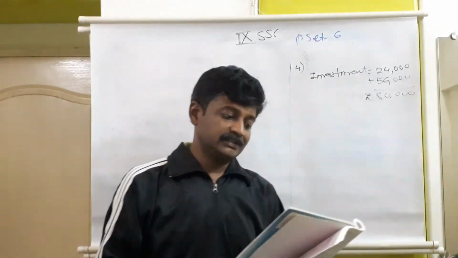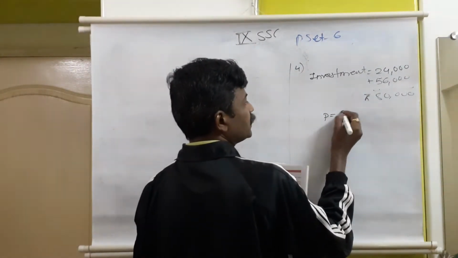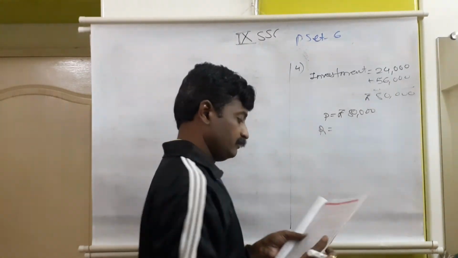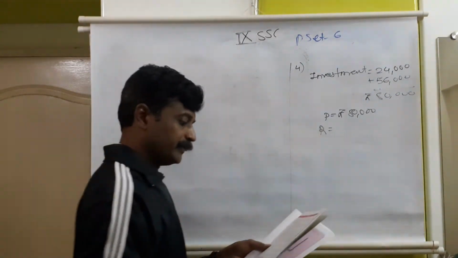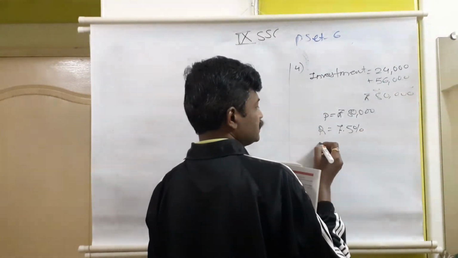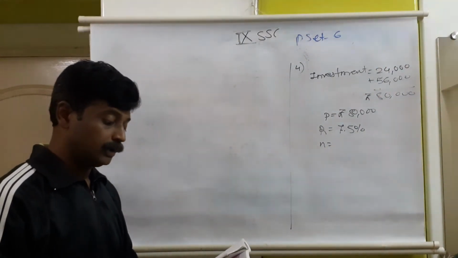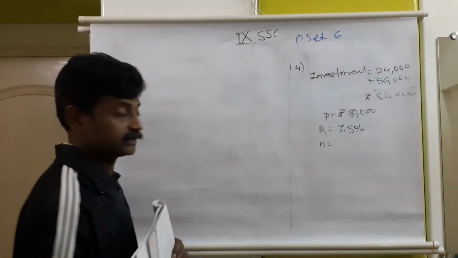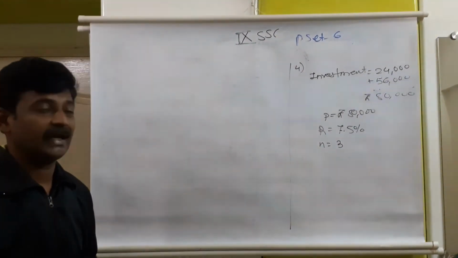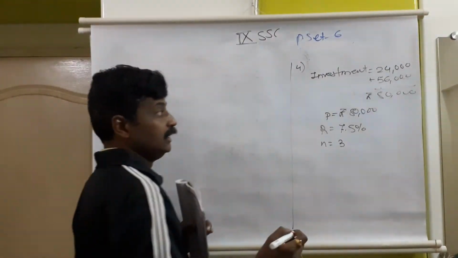So total investment is rupees 80,000. Rupees 80,000 is kept in the bank. This is the principal amount. The principal amount is rupees 80,000. It is kept in the bank with compound interest at the rate of 7.5%. So R is equal to 7.5%, and the number of years is 3. See, what will be the total amount after 3 years? So after 3 years means value of n is equal to 3. P is known, R is known, n is known. We want to find out the total amount in hand after 3 years by compound interest.